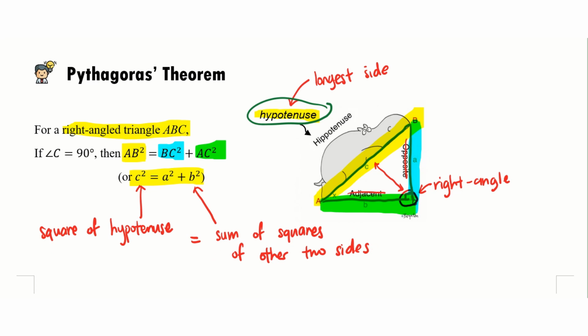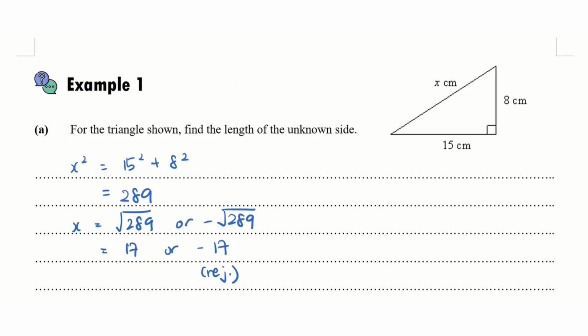But in general, we will loosely describe Pythagoras theorem in terms of c squared equals a squared plus b squared, and only limit it to a right angle triangle. In example 1a, I am going to put all these questions into the notes that I will pass you next week. But for now, just focus on the questions that I have typed out on the screen here.